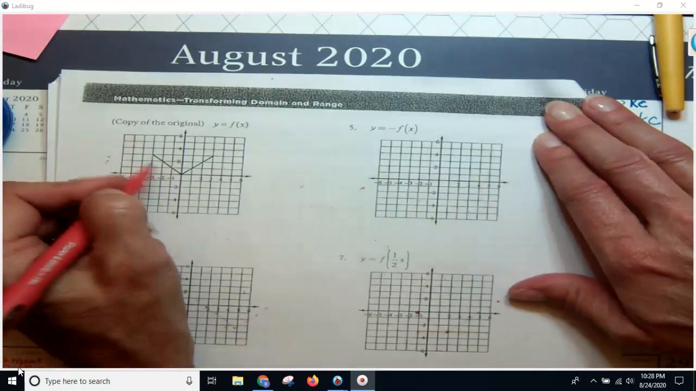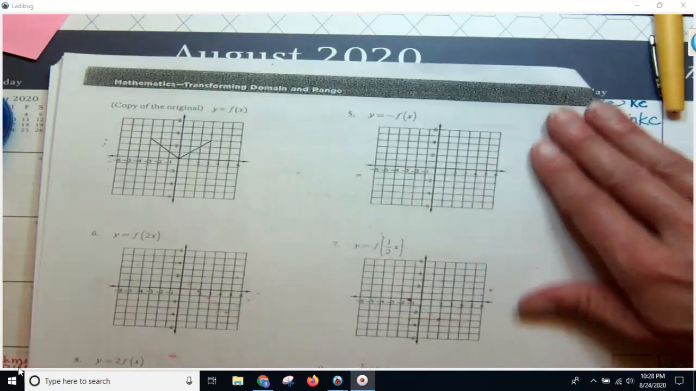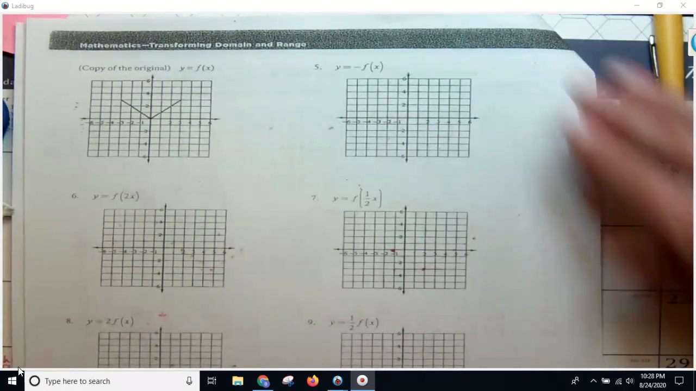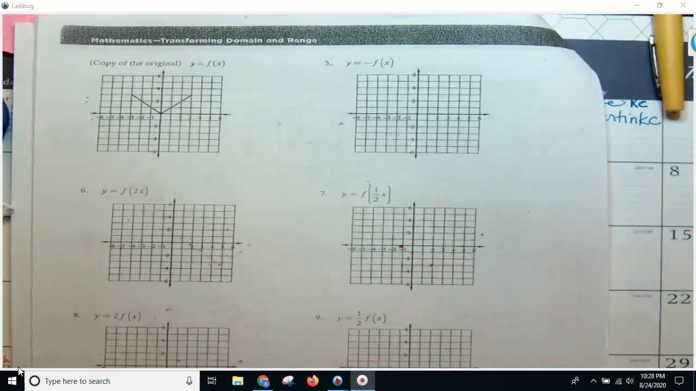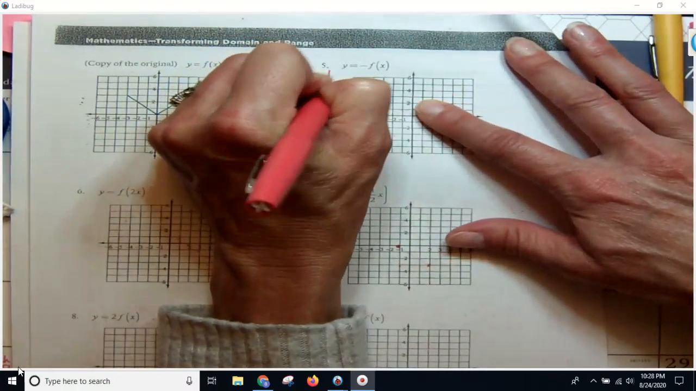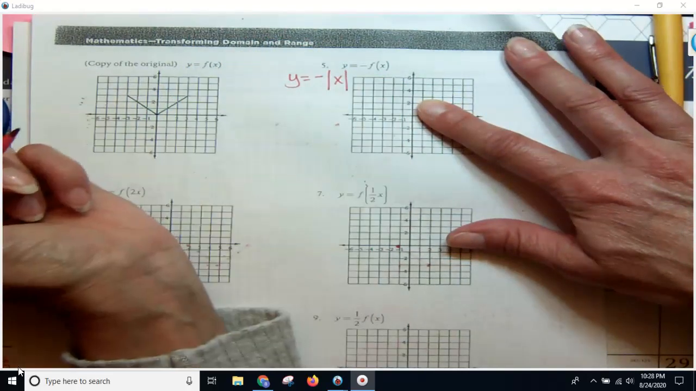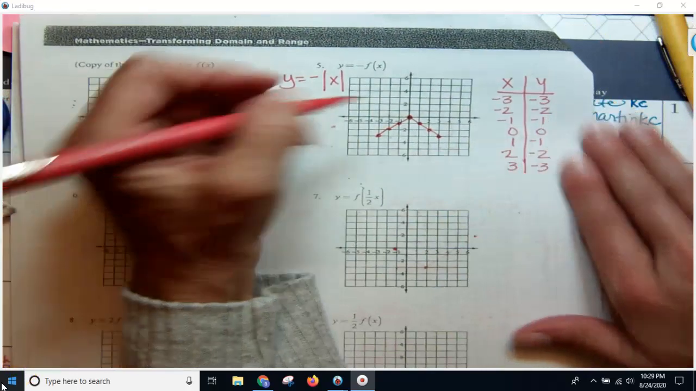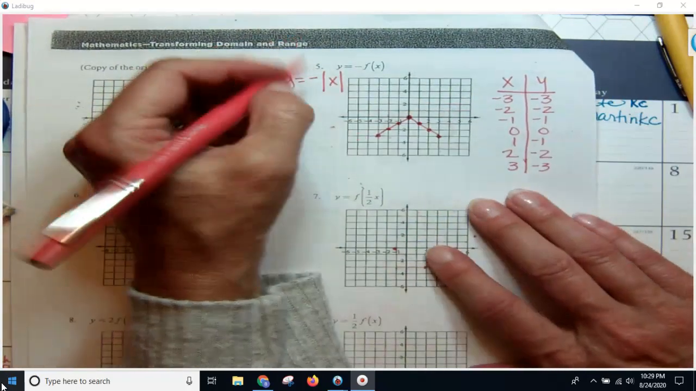So here's the original function again, just on this page, which is nice. What happens? Let's see if you can create the graphs and tables for these. So this would be basically y equals negative absolute value of x. See if you can create the graph for that, or the table for that. So here you've got your table, here you've got your graph.